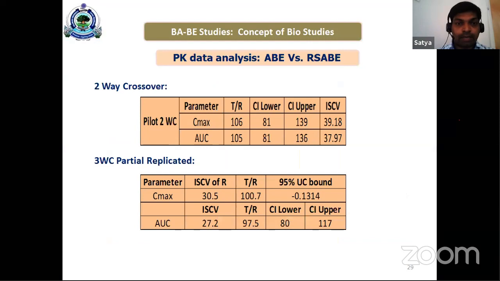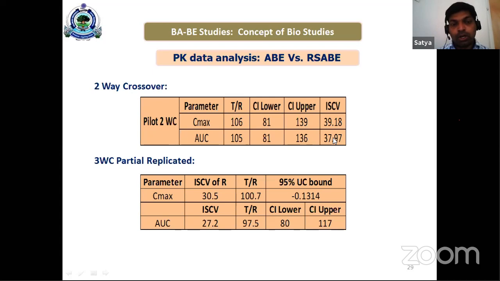Suppose I have given one small example. I have performed one pilot study, a two-way crossover. If I see my 90% CI limit, it should be 80 to 125. But here in this case, 81 is the lower limit and the upper limit would be 139. So it is not bioequivalent. The same way for AUC also, it is 136. So it is not bioequivalent. Why? Because we got more variability, like 39, 37. So whatever sample size I have chosen is not sufficient for this study.